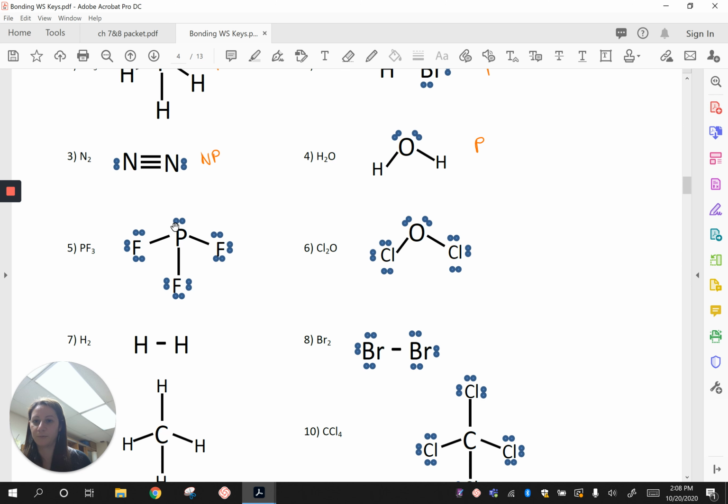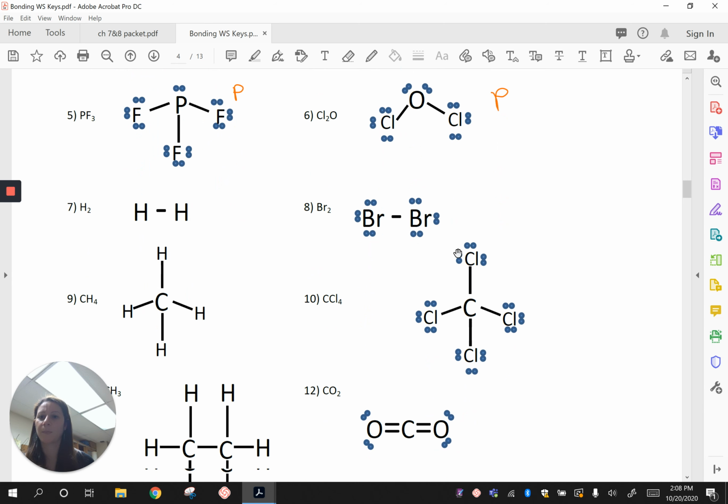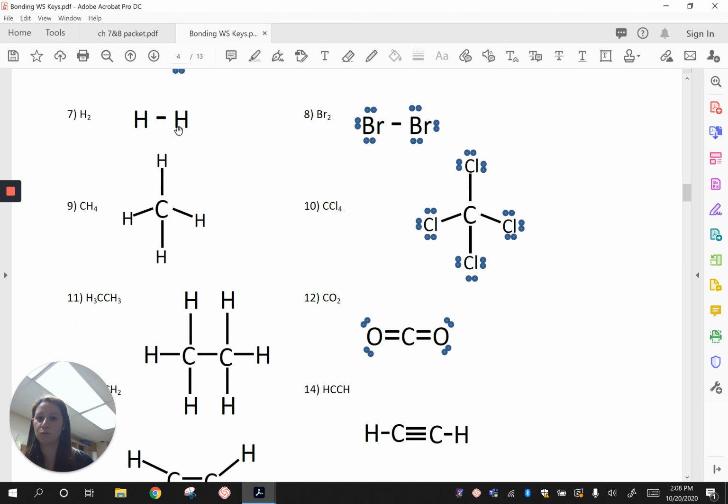Next one, PF3, again, polar. Everything around the center is not the same. Top is different from the bottom. Same thing here. This one's also polar. You have lone pairs and single bond chlorine, so those are different. Definitely not symmetric. Let's look at H2. That is non-polar. It is symmetric. You don't even have a polar bond in there.